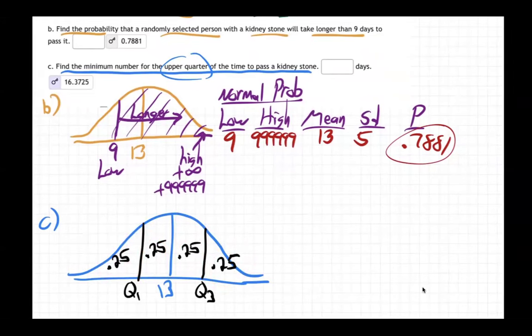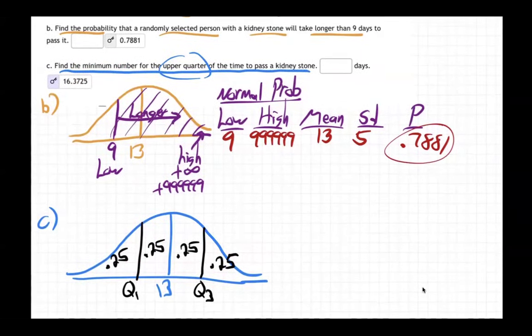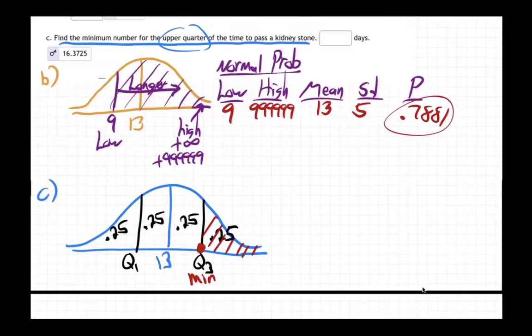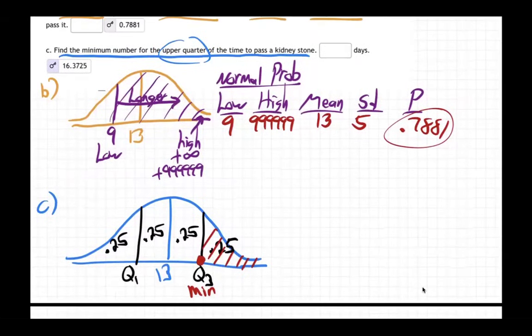Okay, so now it says find the minimum number for the upper quarter. Where's that? What's the minimum number for the upper quarter? Well, that's right here. Because this is the upper quarter, and this is the minimum. It's the beginning of the upper quarter, isn't it? So that's the minimum value of the upper quarter. That's what they want. That's the spot they want us to find.